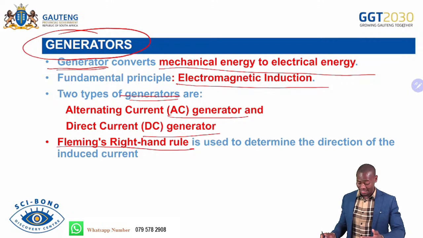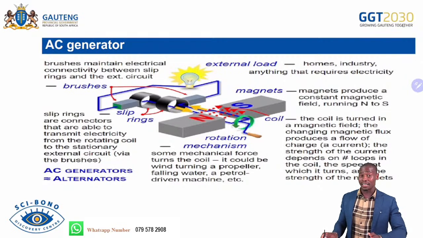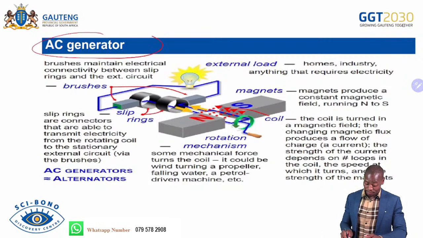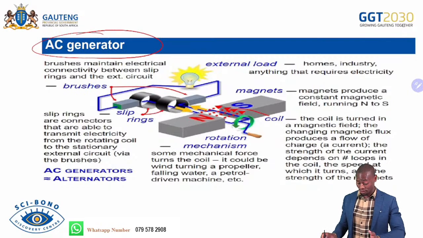Fleming's right hand rule. Okay, so those are our generators. As I've mentioned, there are two types of generators: the AC generator and the DC generator. So this is just a simple structure of an AC generator. How does it look?